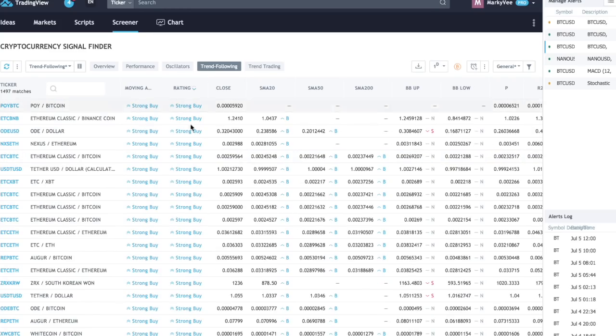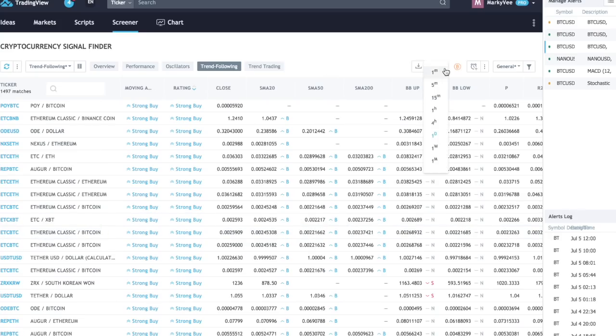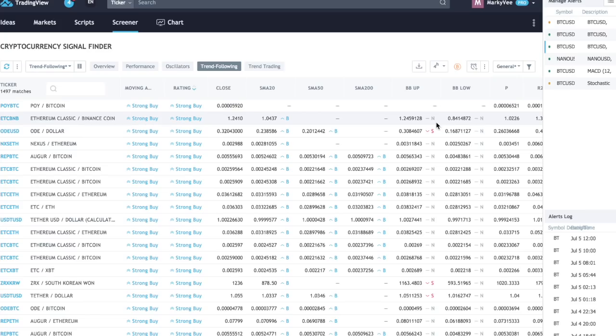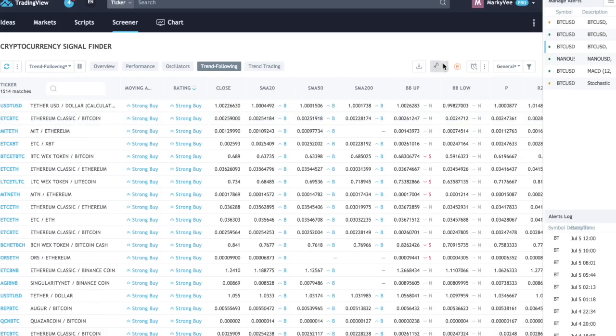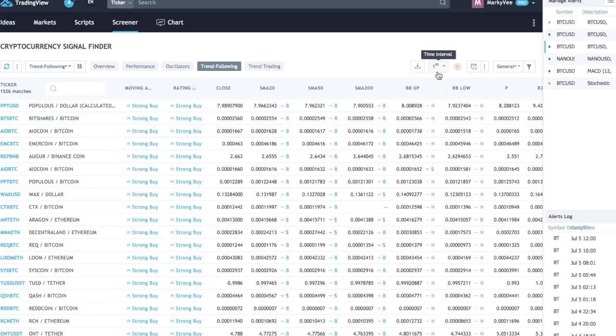Again, if we go to here, we're going to sort by strong buys. And so this is a good starting point just to get an idea of maybe some of the coins you might want to look at. Again, now if we start sorting by, let's go to 1 minute. Some of these will change up.